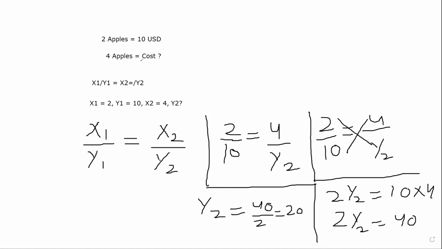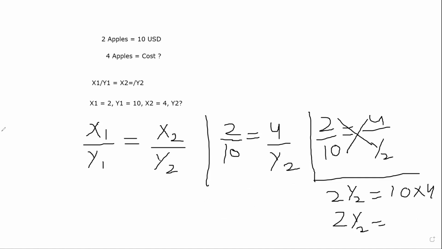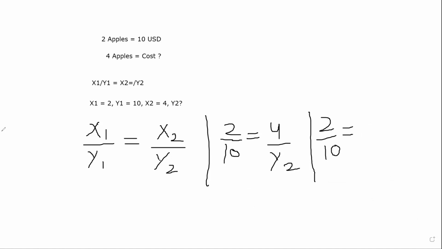So what is the value of the 4 apples? The cost of the 4 apples would be 20 US dollars. Okay, so this is the direct proportion. Now I'm going to move on to the second part of this question, and we're going to see how we can test it out.